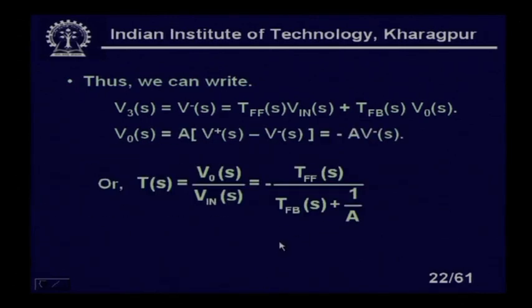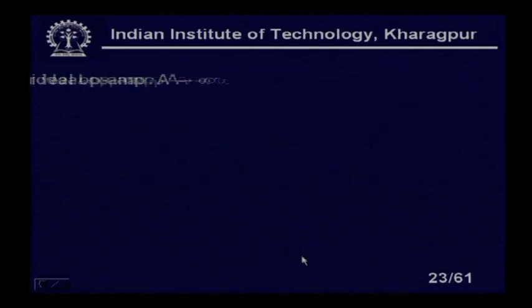So, V_0(s) equal to A_V, I mean this is the output voltage obviously, equal to the gain of the op amp multiplied by the difference of the two inputs, right. V plus (s) is 0 in this case, since it is connected to ground. So, it is coming minus A V minus (s). So, I can write the transfer function T(s) equal to V_0(s) upon V_in(s) equal to minus T_FF(s) upon T_FB(s) plus 1 by A.